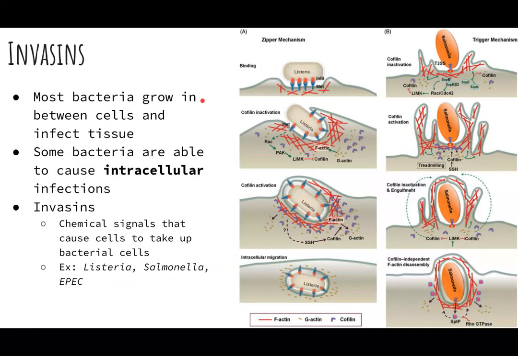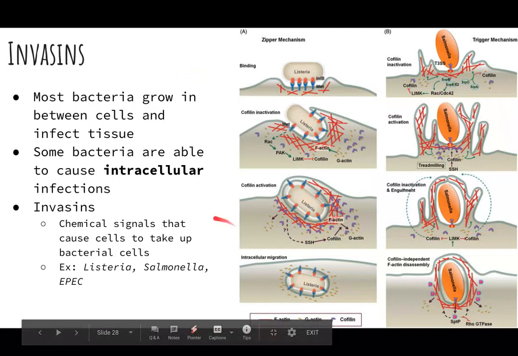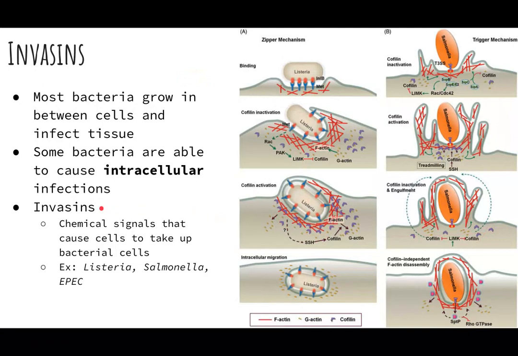Most bacteria, when they cause infection, cause what are called tissue infections. So they actually grow in between cells, not inside of the cells themselves. Some bacteria are able to cause intracellular infections. So they actually go inside the cell. In order to do this, they're going to produce chemical signals called invasins. Invasins trigger the cell to actually take up the bacterial cell, so then it can go inside of the cell and cause an infection.